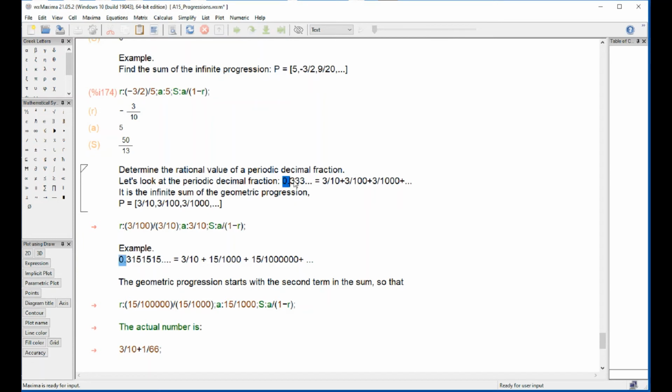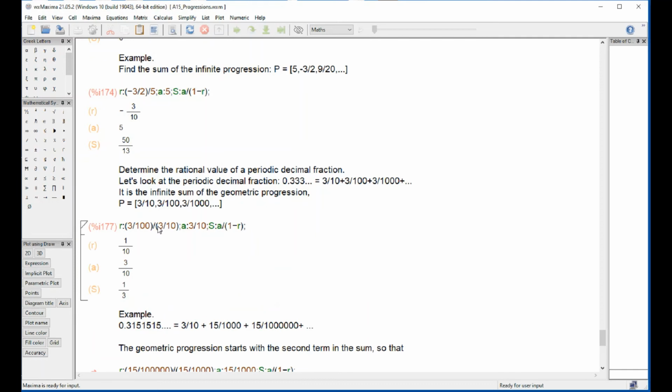For example, if we have a periodic decimal like this, 0.333, that never ends, we know that we can write this as 3/10 plus 3/100 plus 3/1000. And so each element in the sum represents an element of a geometric progression. The first term is 3/10, and the ratio will be 3/100 over 3/10, which is 1/10. The sum will be a over 1 minus r, which is equal to 1/3. In other words, the infinite decimal 0.3333 is equal to 1/3. So that is something that we suspected.